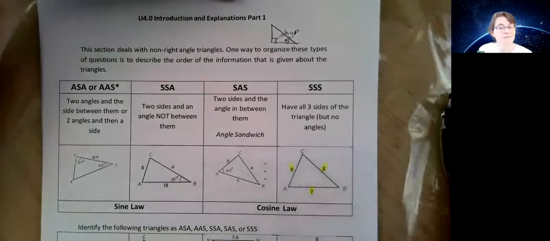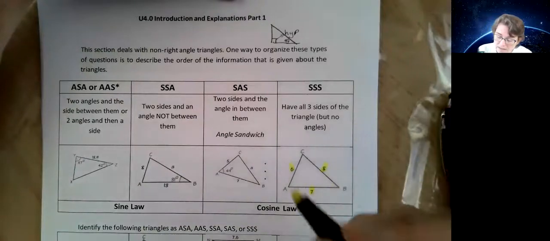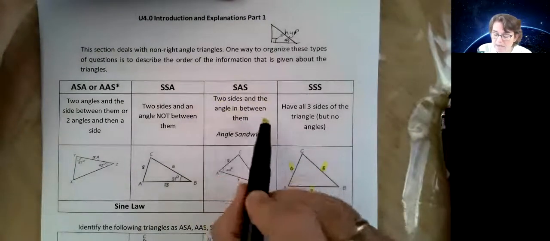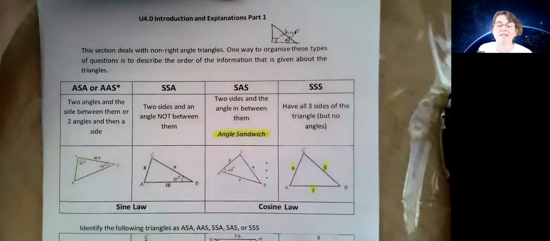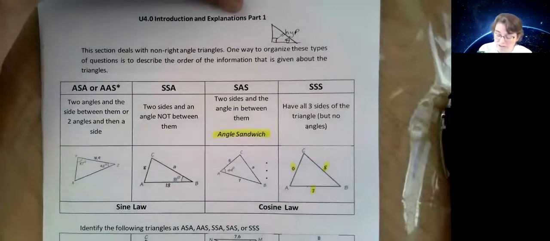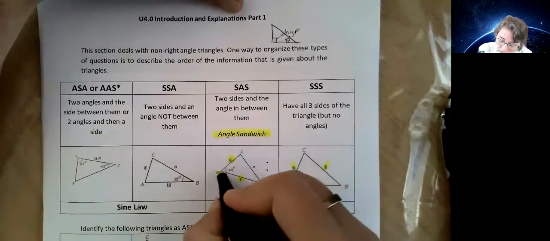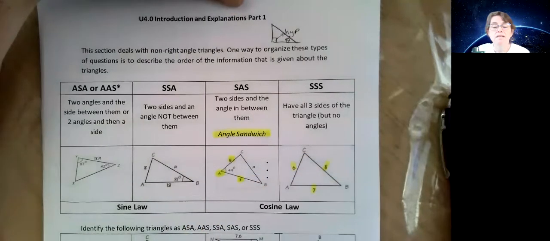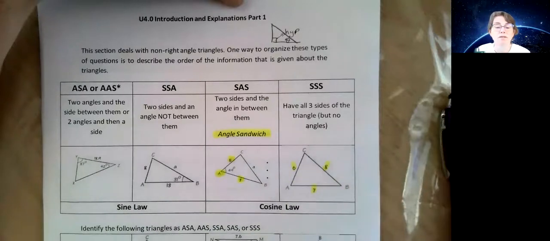The other one, I'm going to work backwards here, is side angle side. So it's two sides and the angle between them. And I just learned this phrase while I was researching this, and I think it's great. It's an angle sandwich. So there are my two sides, and there's the angle in between. Again, that one you have to use the cosine law for.